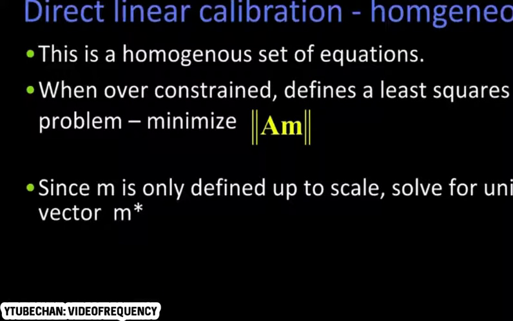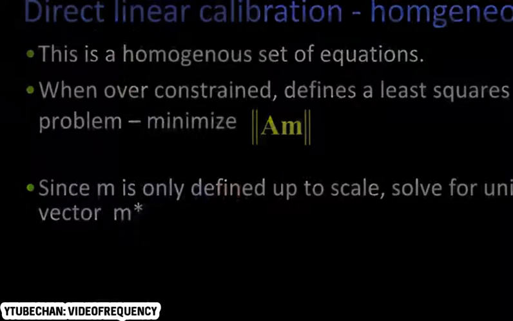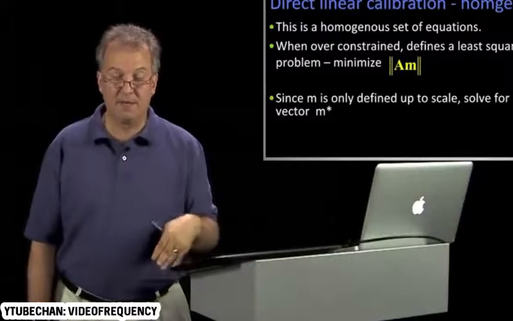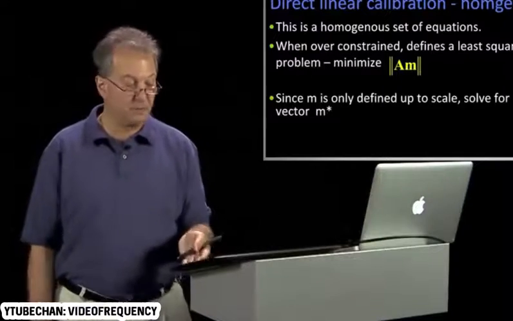So since it's defined only up to a scale, let's just assume it's going to be a unit vector. Okay, so its magnitude is going to be length 1. And the question is, what's the best unit vector m to minimize the magnitude of Am? I'm going to tell you the solution here, and then I'm going to show you that it's the solution. Some of you will have seen this before, and some of you won't.